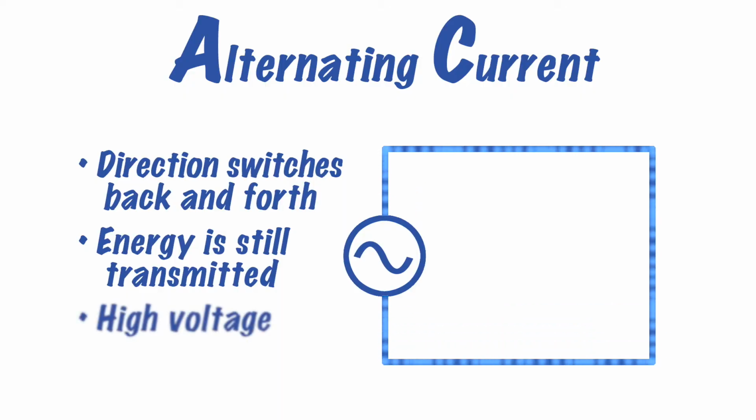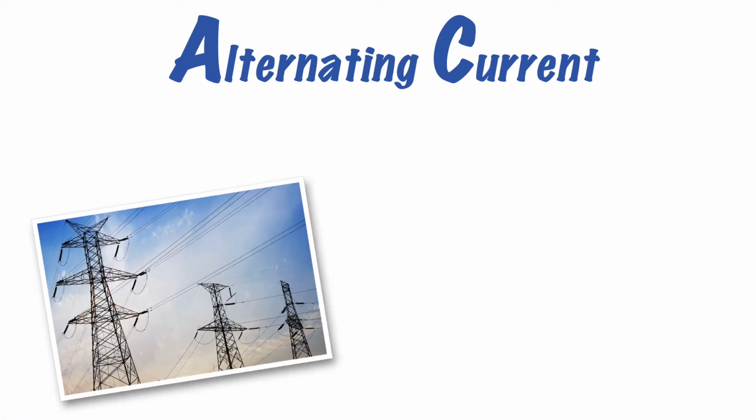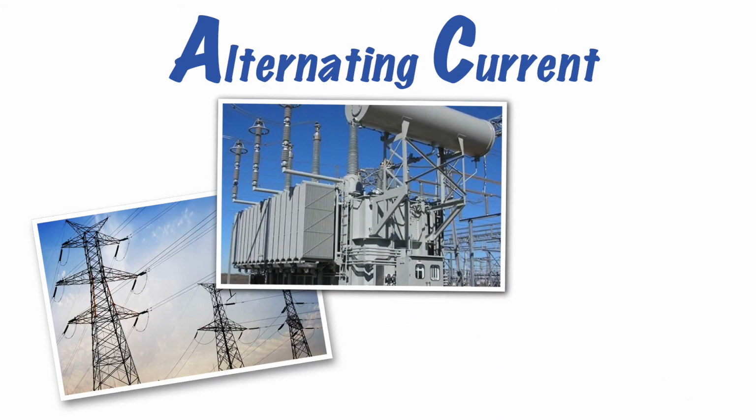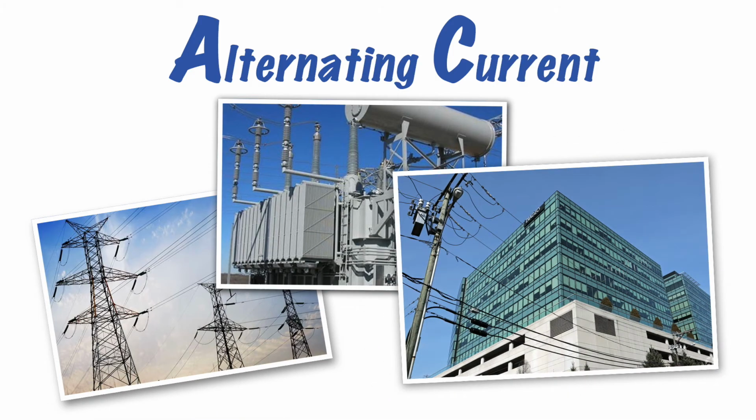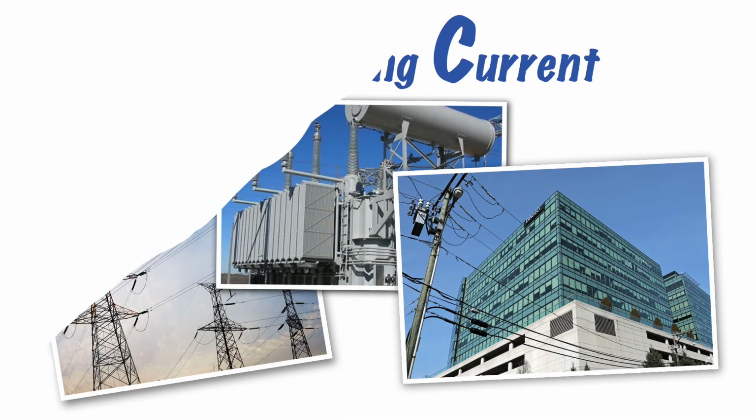AC is used for high voltage applications because AC has the advantage of being easier to transform from high voltage to low voltage. That's why it's used in power lines. High voltage electricity flows from the power plant through the high voltage lines, then steps down to a lower voltage with the help of a transformer, before entering our homes and businesses at a safe level for us to use.